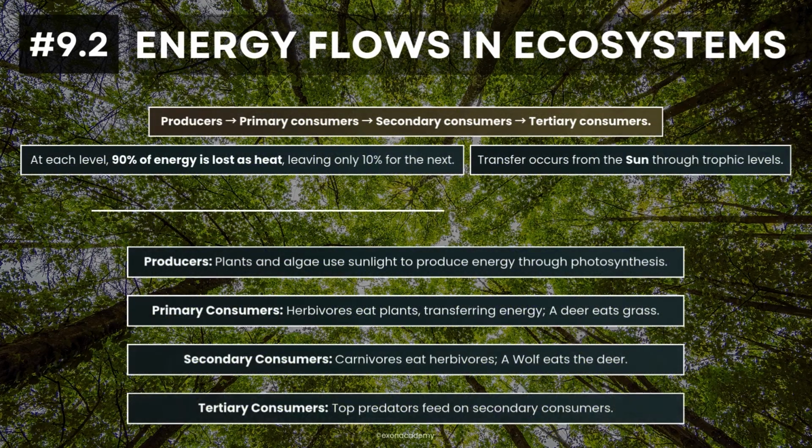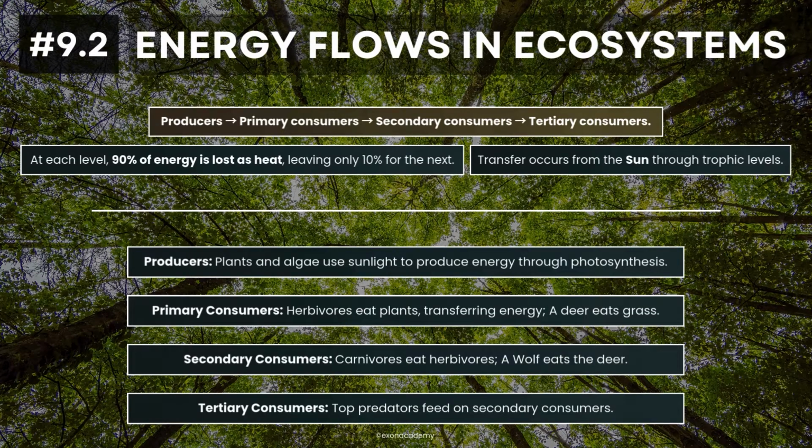Chapter number 9.2, Energy Flow in Ecosystems. Energy in an ecosystem flows from the sun through a series of trophic levels. Number 1 is producers. Plants and algae use sunlight to produce energy through photosynthesis. Number 2 are the primary consumers. Herbivores eat plants, transferring energy. An example of this is a deer eating grass.